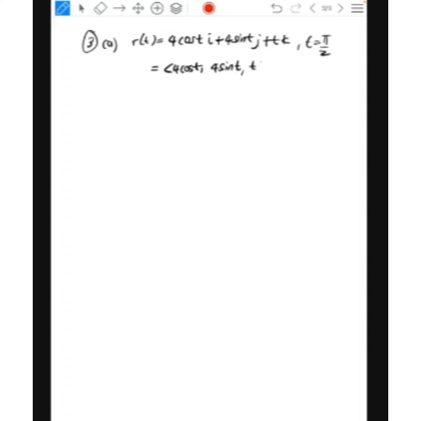So I write down in terms of bracket. Find the binomial vector. Now the question asks you to find the binomial vector. So binomial vector B is equals to T cross N, or the R prime cross R double prime divided by magnitude R prime cross R double prime. And I will use the second formula for that one.